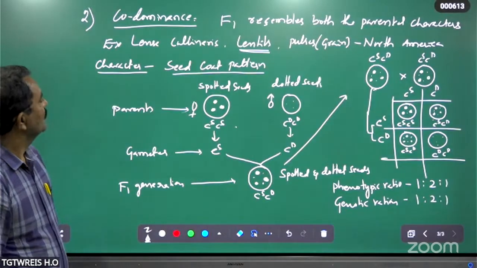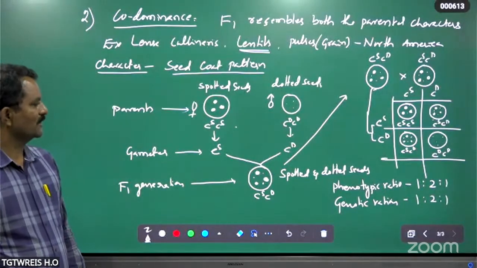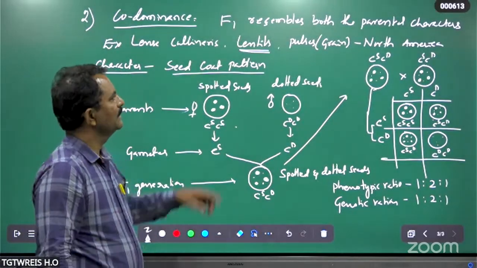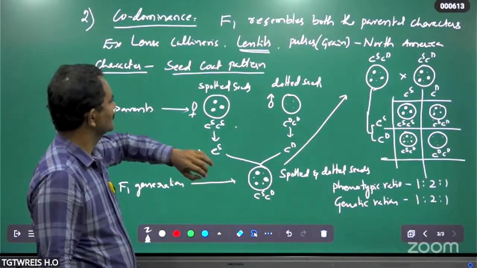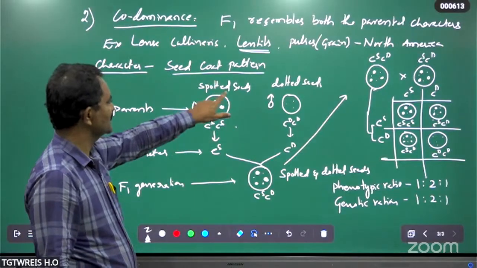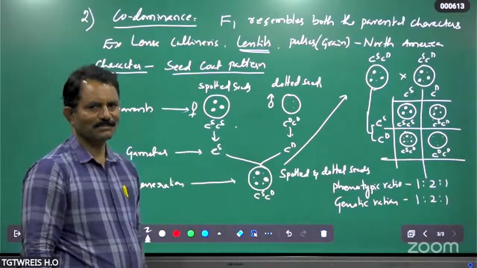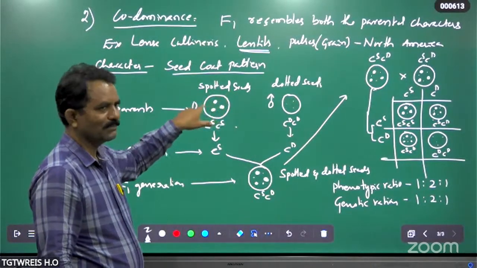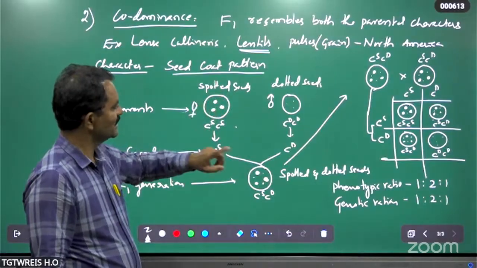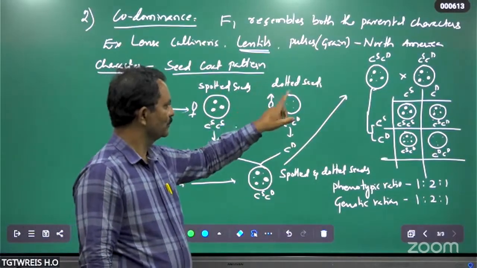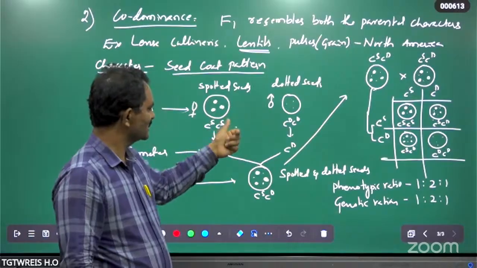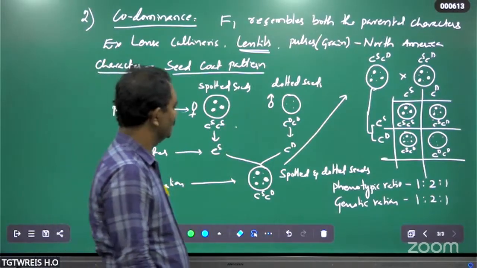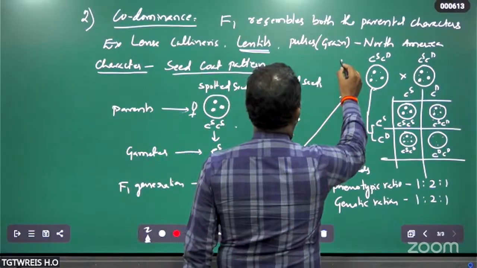So it is codominance. Codominance is nothing but the F1 generation shows both the parental characters. What are the parents? Parents are the plant with pure spotted seeds, as well as the plant with pure dotted seeds. When we cross between them, we get the F1 generation.